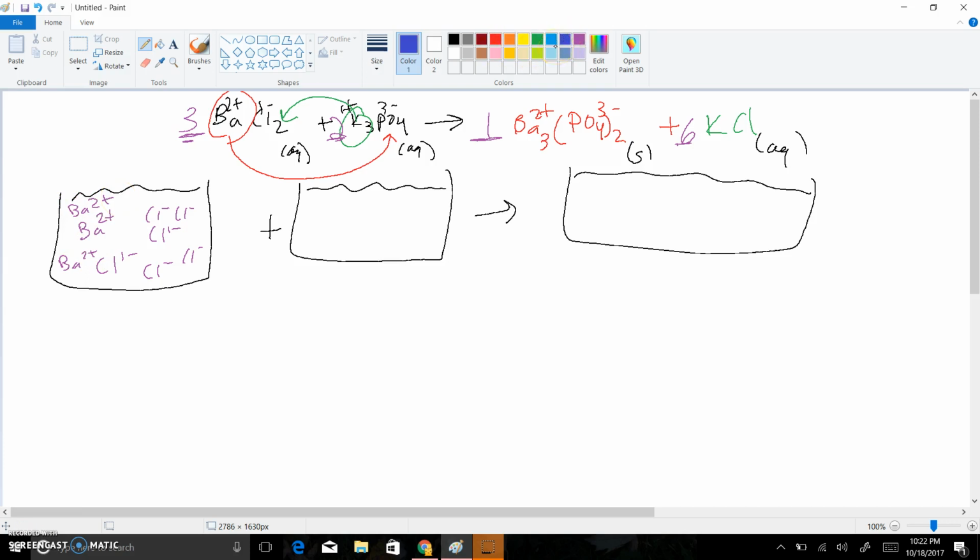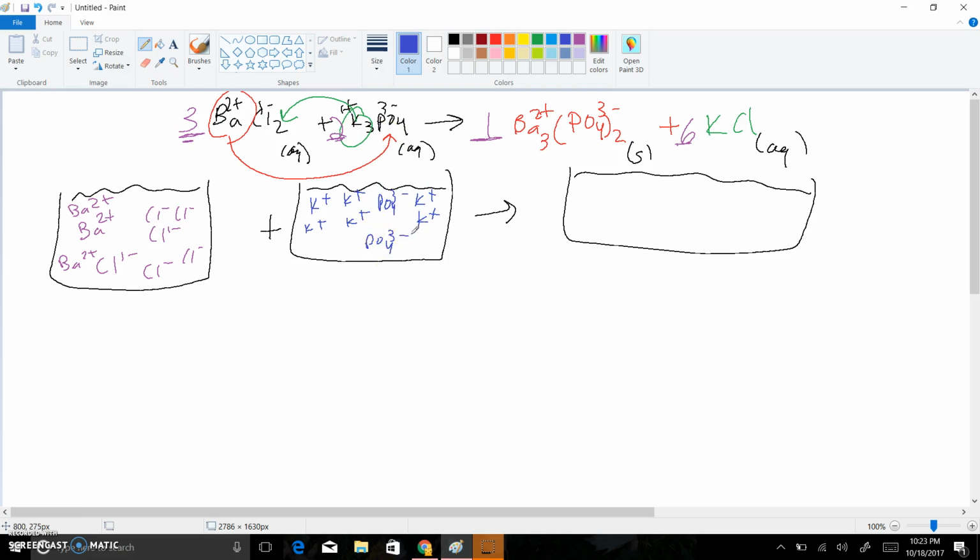In the next beaker over here, I've got potassium and phosphate. I have 6 potassiums, K+. And no, they wouldn't all hang out on one side. They'd be going anywhere. And at the same time, I would have 2 phosphates floating around. Since they're aqueous, they're just surrounded by water and floating around.